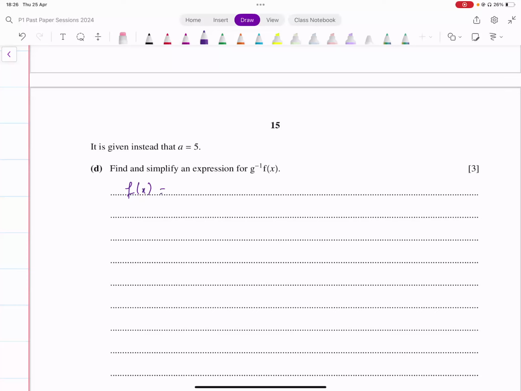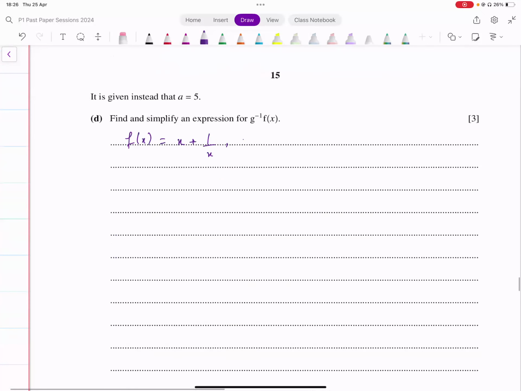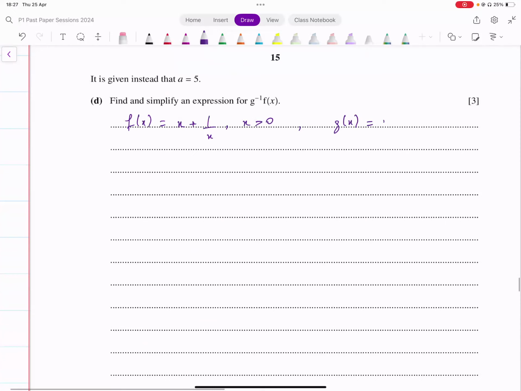Now let me just write those functions here again. x plus 1 over x, that was the function f of x, and the domain for this function was x greater than 0. The other function was g of x, which was ax plus 1, and this function was valid for all real values of x. Now we need to find and simplify an expression for g inverse of f of x.